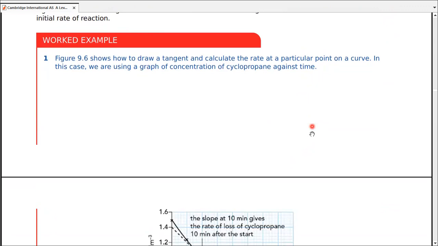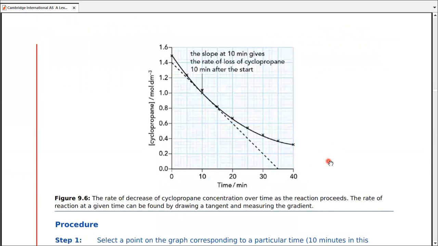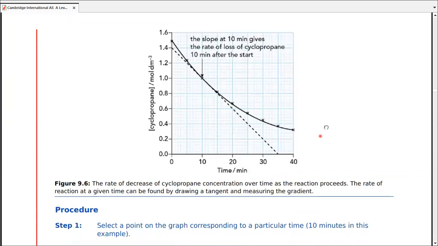Figure 9.6 shows how to draw a tangent and calculate the rate at a particular point on a curve. In this case, we're going to use the graph of concentration of cyclopropane against time. This time, they're going to go for a reactant curve. As you can see, it's a decreasing curve. So this should give you the idea right there and then that we are talking about the reactant, and the reactant in this case for the isomerization reaction was cyclopropane. So the slope at the 10th minute gives the rate of loss of cyclopropane 10 minutes after the start. So draw the tangent and find it out.